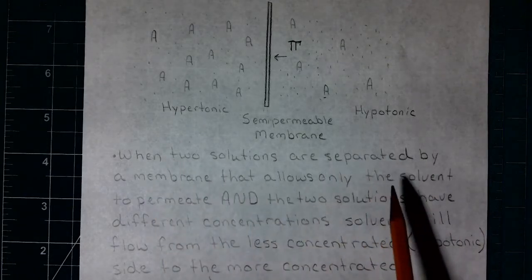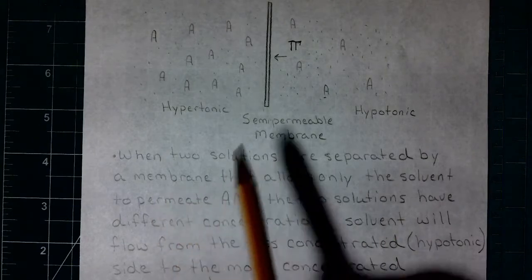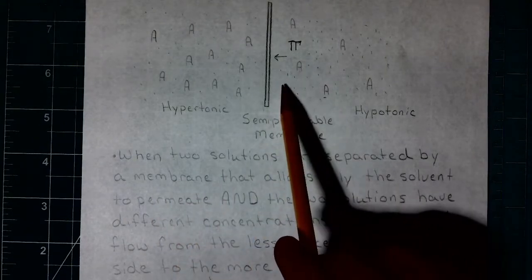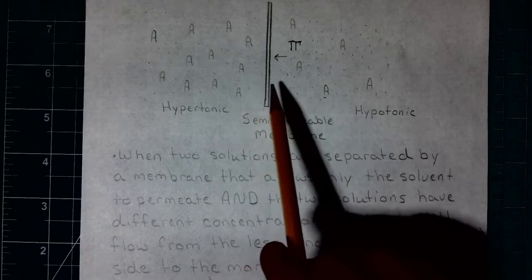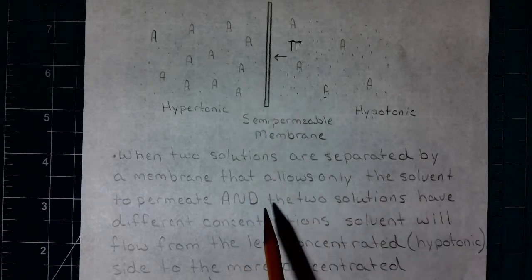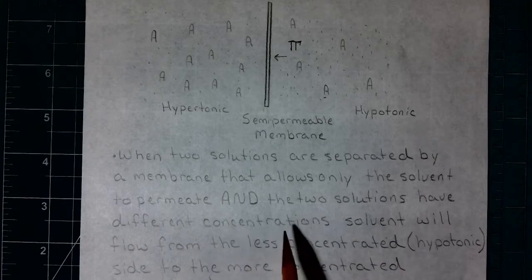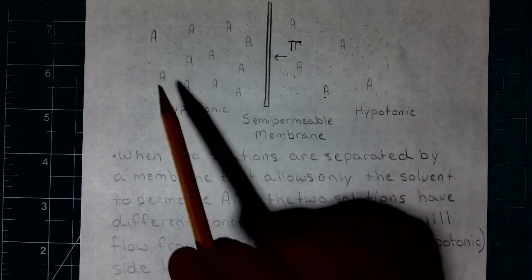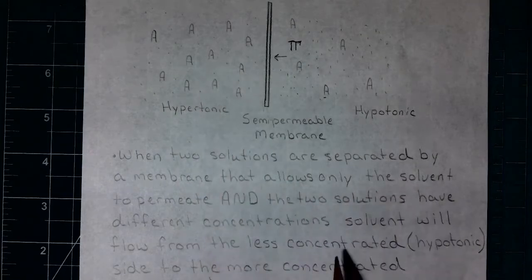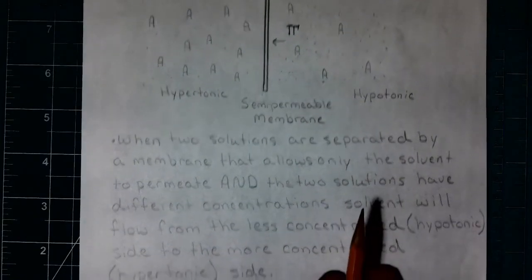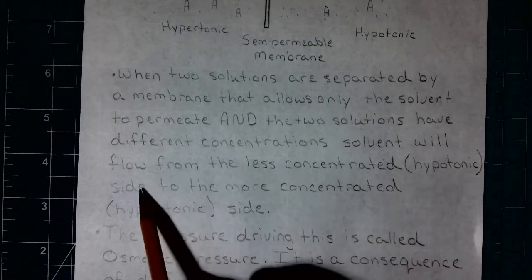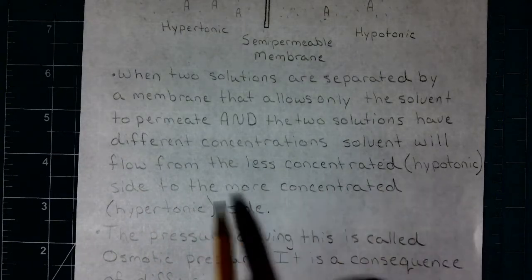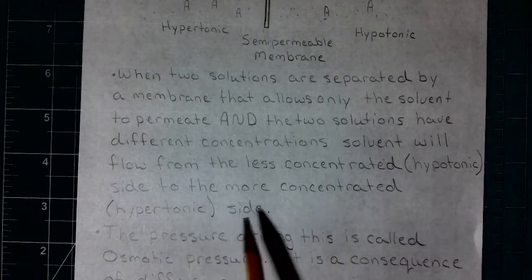And basically, the way that this works is that when two solutions are separated by a membrane that only allows the solvent to permeate, so our solvent is smaller than our solutes, and it can go through this semi-permeable membrane, okay? And the two solutions have different concentrations, meaning there's different concentrations of solute on one side than on the other. Solvent will flow from the less concentrated, the hypotonic side, to the more concentrated hypertonic side.